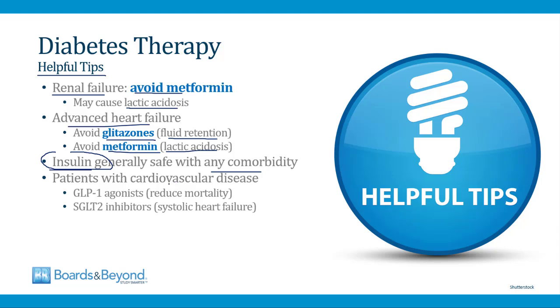And then there are many patients with diabetes who have cardiovascular disease like coronary disease or stroke, and you want to remember the two groups of drugs that have been shown to be beneficial in those patients. So the GLP-1 agonists, like I mentioned earlier, have been shown to reduce mortality in patients with diabetes and cardiovascular disease. And the SGLT2 inhibitors have been shown to improve outcomes in patients who have diabetes and systolic heart failure.